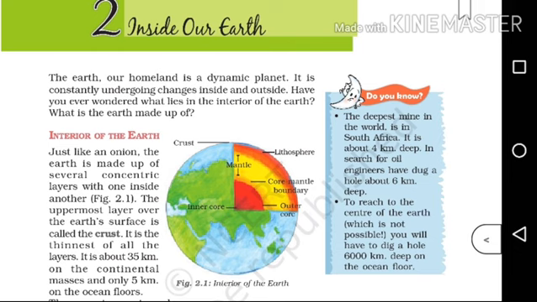To reach the center of the Earth, which is not possible, you will have to dig a hole 6,000 km deep on the ocean floor. So, in order to reach the center of the Earth, we have to dig a hole of 6,000 km. So, this is the thickness of all the layers towards the center of the Earth. And obviously this is not possible.